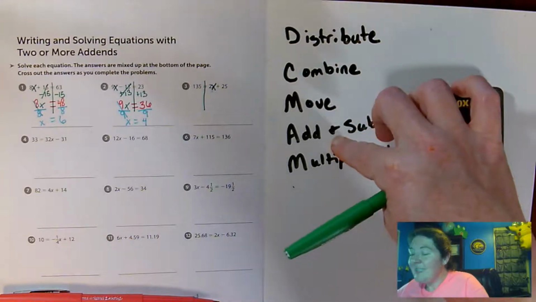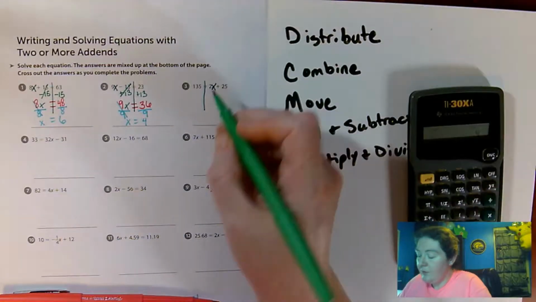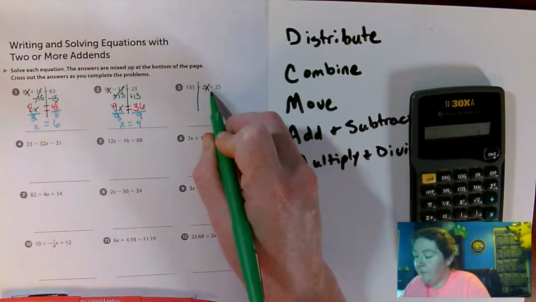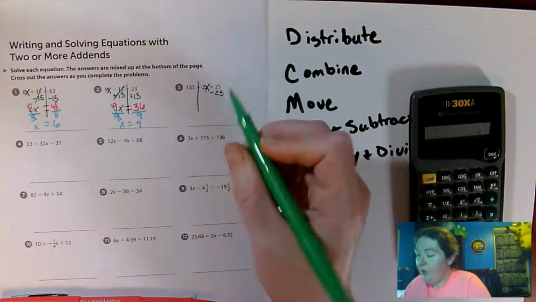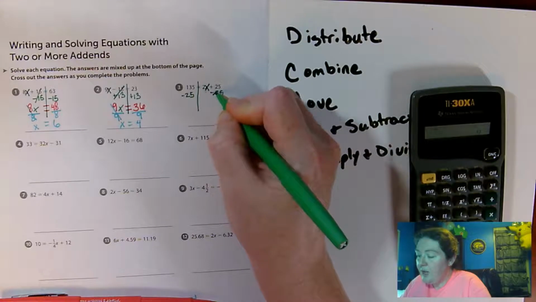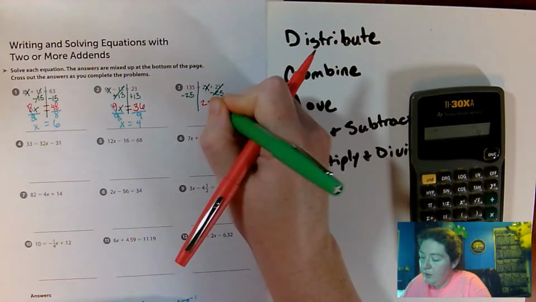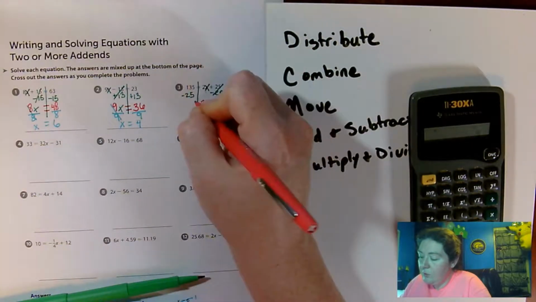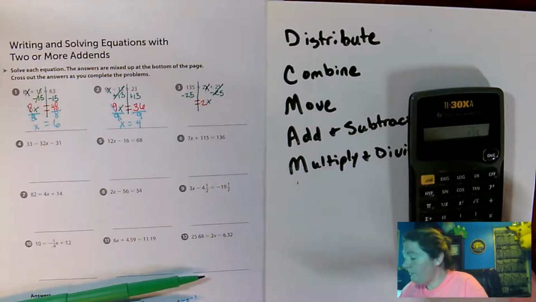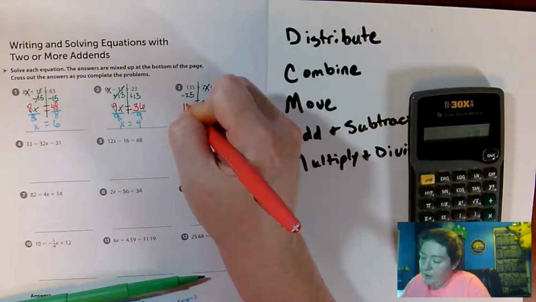Do I have any addition and subtraction happening on the side with the variable? Yes, I do. I have positive 25. How do I undo positive 25? With a negative 25. What I do to one side, I do to the other. My 25s cancel, and I'm left with 2x equals, in my calculator, I'm going to say 135 minus 25, and that gives me 110.